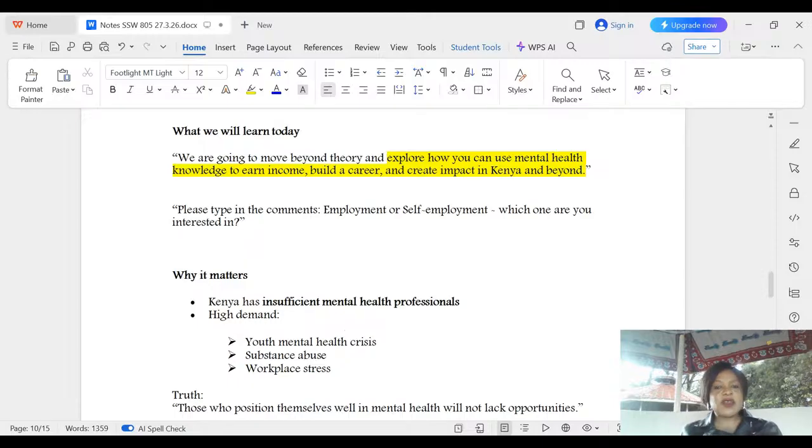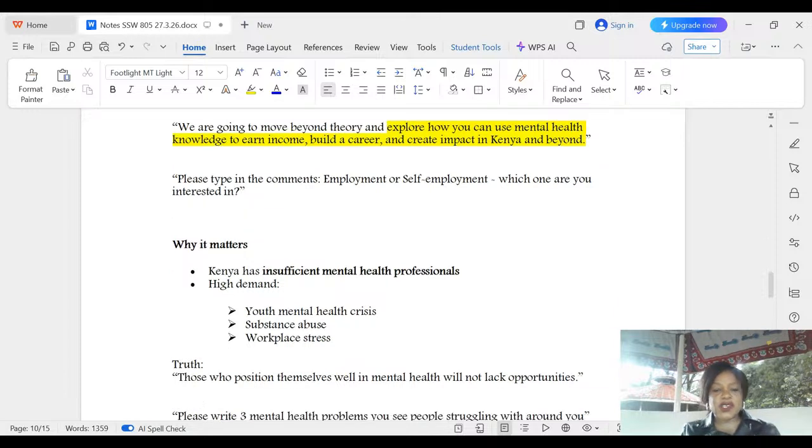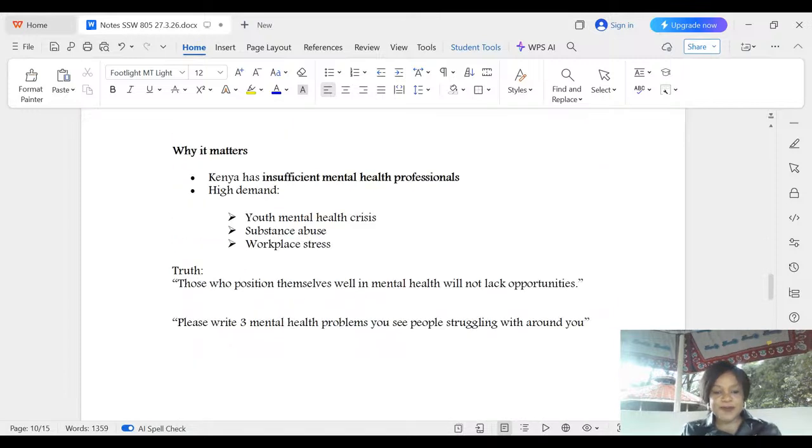So the truth is that those who position themselves in this mental health arena are likely to secure several opportunities, or economic opportunities particularly, and more so opportunities to contribute to a mentally healthier society, okay? To have that mark to bring about positive change, which is very fulfilling.